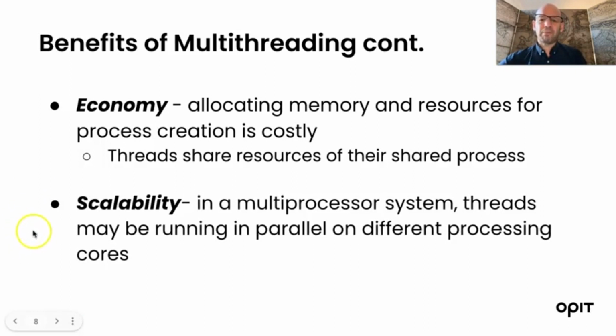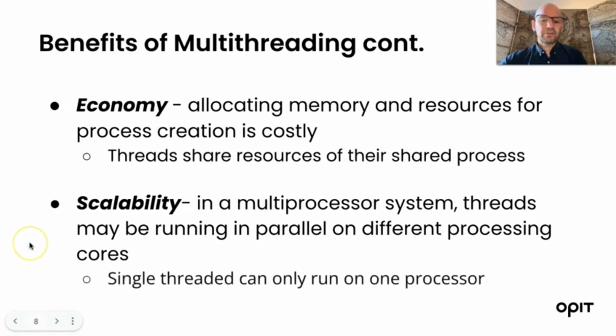And then the other concept is the idea of scalability. So in a multiprocessor system, threads may be running in parallel on different processing cores. And we'll take a look at what that looks like in just a minute here. So single-threaded can run only on one processor, right? But if we have multi-threading, we can actually share the load across those multiple processors.